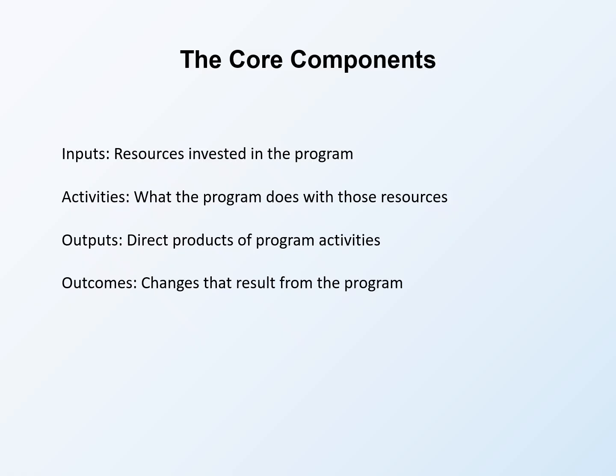Training sessions, counseling appointments, outreach events, case management, and direct service delivery are all examples of activities that transform inputs into results. Outputs are the direct products of activities, the countable things that result from your work. Number of people trained, sessions conducted, materials distributed, or screenings completed are outputs. These are your deliverables. Outcomes are the changes that result from the program. These include changes in knowledge, attitudes, skills, behaviors, and ultimately conditions and systems. Outcomes are why the program exists and what funders ultimately care about achieving through their investment.